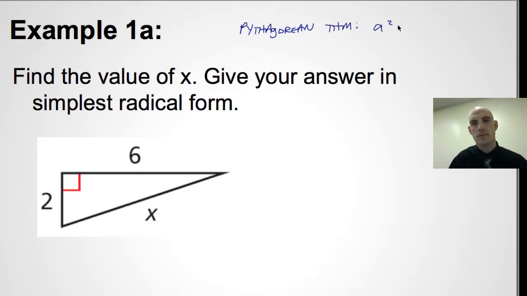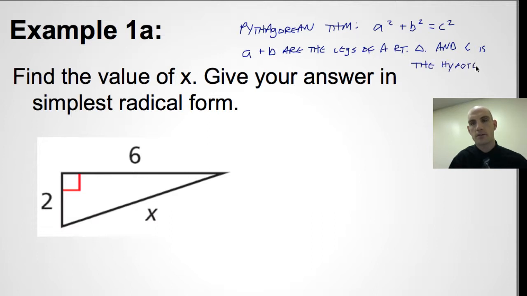The Pythagorean Theorem is a squared plus b squared equals c squared, where a and b are the legs of a right triangle and c is the hypotenuse. Okay, so a and b are the legs, c is the hypotenuse. So we're going to find the value of x, and we're going to give our answer in simplest radical form.